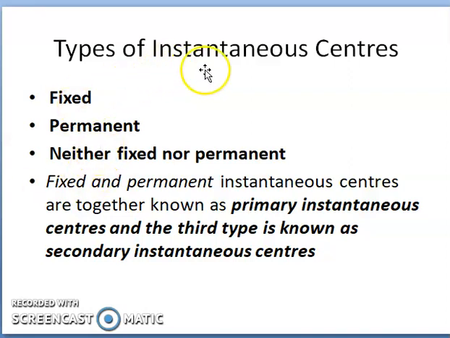And you can again classify instantaneous centers into fixed, permanent, and neither fixed nor permanent. Fixed and permanent instantaneous centers together are called primary instantaneous centers, and the third type is called the secondary instantaneous center. Knowing the primary ones, we will not be able to find out the velocity. So only the secondary instantaneous centers will be helpful in finding out the velocities, that is, the ones that are neither fixed nor permanent.